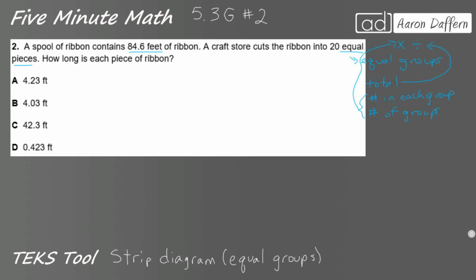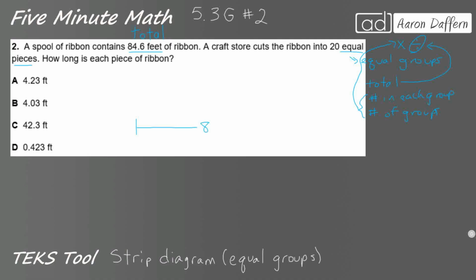So we've got the 84.6 or 84 and 6/10 feet of ribbon. They're going to cut it into 20 equal groups. So how long is each piece? Well, this is going to be our total. So if this is our total, that does mean that we are going to be dividing, because we're going to take our total. And so if we wanted to draw a strip diagram, I could draw it like this.